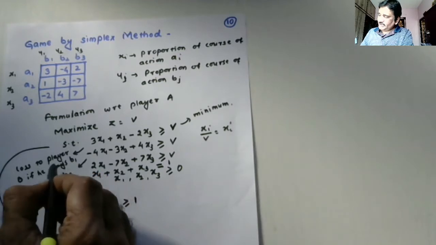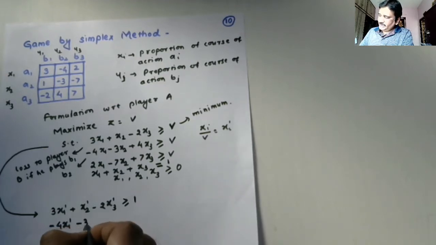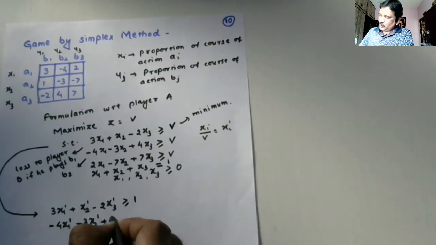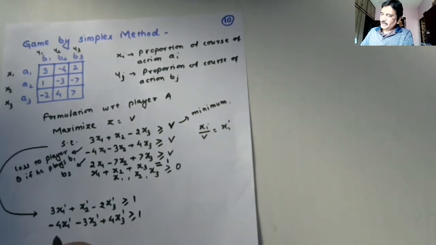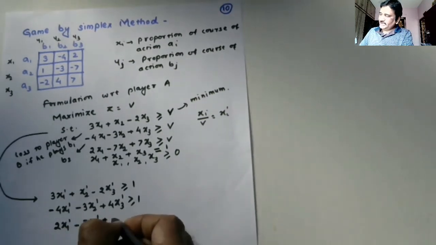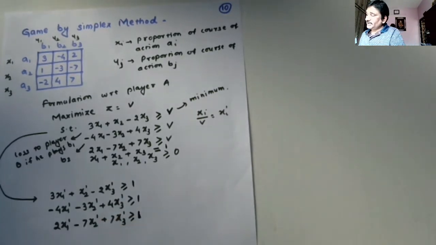And the second constraint likewise will be minus 4x1 dash minus 3x2 dash plus 4x3 dash greater than or equal to 1. And the third constraint will be 2x1 dash minus 7x2 dash plus 7x3 dash greater than or equal to 1.